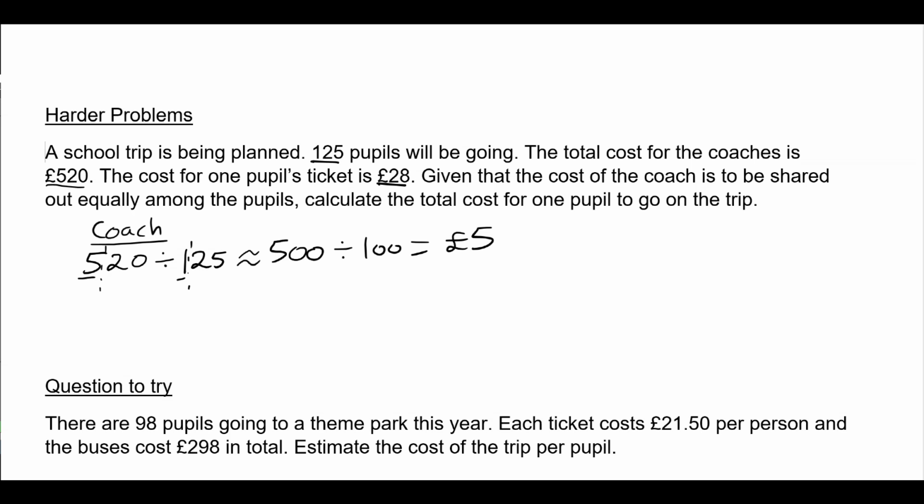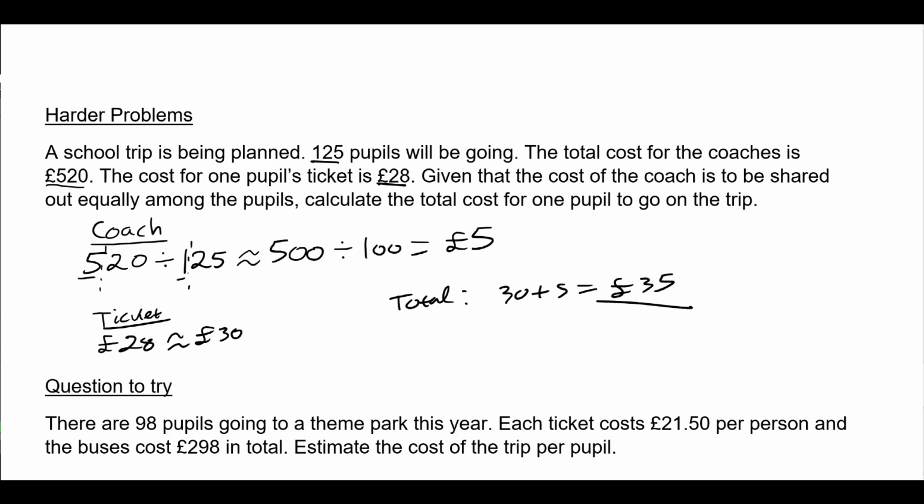And then the cost of the ticket is £28, but again, we're estimating, so £28 is approximately £30. The 8 tells the 2 to round up. So the total cost is going to be £30 plus £5, which is £35 approximately.